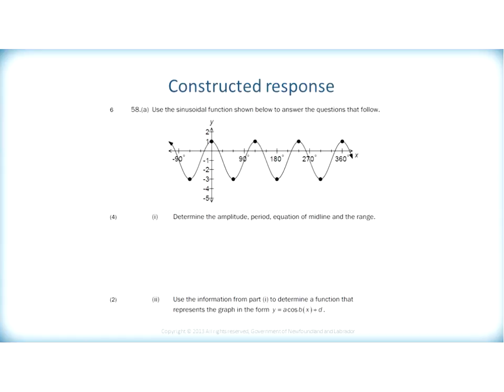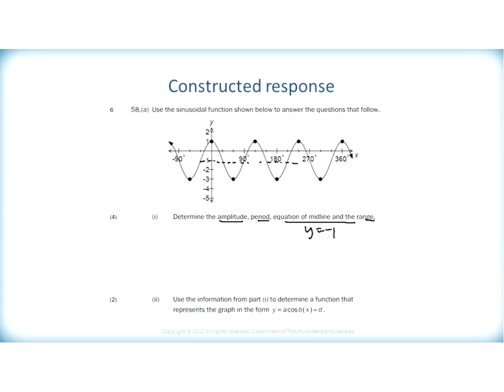So here's a constructed response. Use the sinusoidal function shown below to answer the questions that follow. You have to determine the amplitude, period, equation of the midline, and the range from a graph. We would have to do this as well from an equation. But if we have a maximum at 1 and a minimum at -3, then the difference is 4. So our midline is going to be halfway in between, which would be -1. So that's where our midline is. So y equals -1 is our midline.